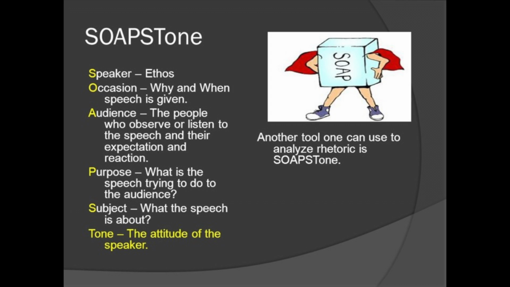So first you want to examine who is the speaker. You want to look at the occasion for when and why the speech was given. You want to look at the audience: who specifically is the speaker targeting with the speech or the letter or whatever type of text you have in front of you? What was the purpose? What are they trying to do or make the audience do for them? What's the subject? That's the basic gist of the text you have in front of you. And then ultimately the tone. What type of tone is the author using?